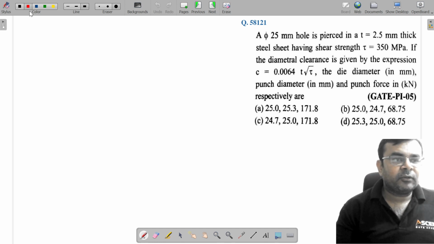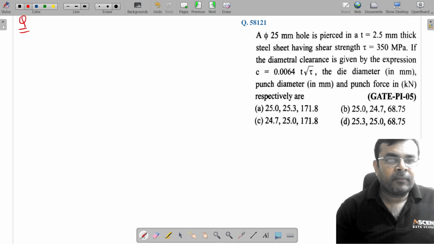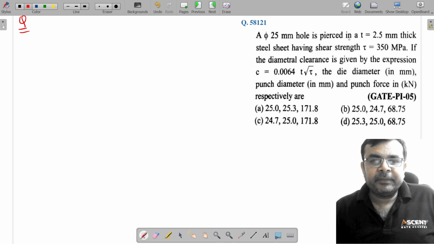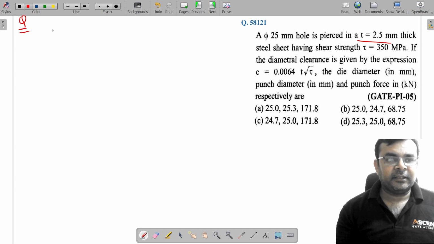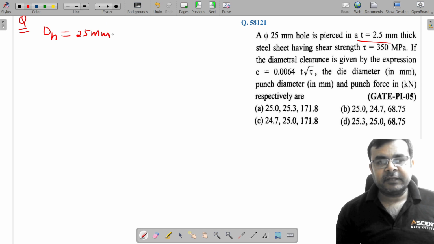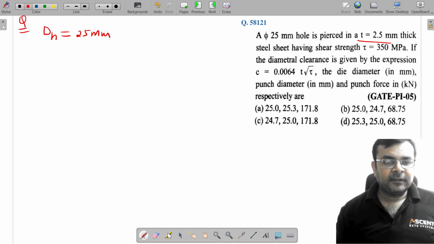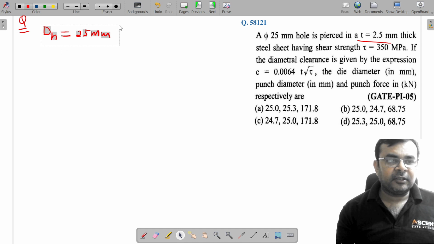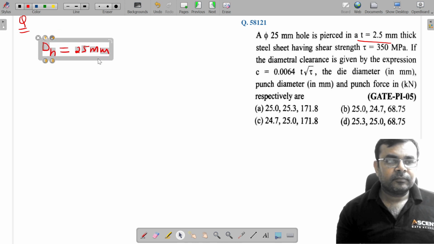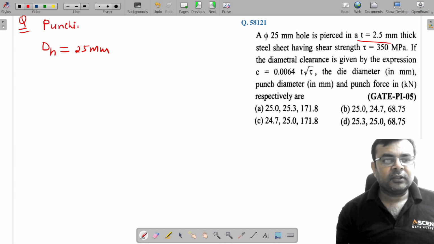Okay, so next question. A 25 mm hole is pierced in a 25 mm thick steel sheet having a shear strength. So you can see here our objective is to make a hole. So the diameter of the hole is 25 mm. And since our objective is the hole, can I say this is a punching operation? This is a punching operation, yes or no? Because here our objective is to make a hole.